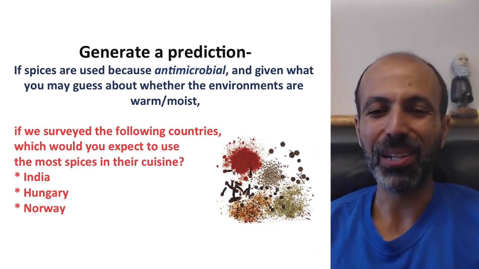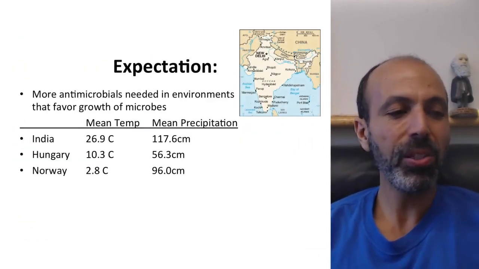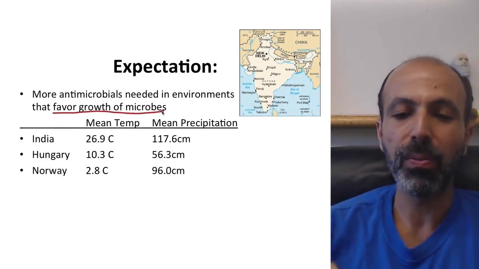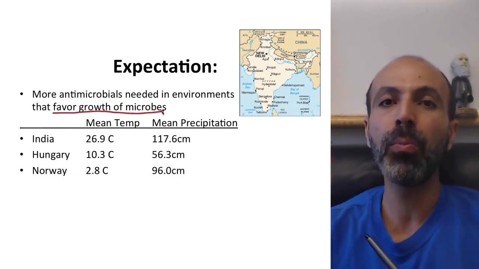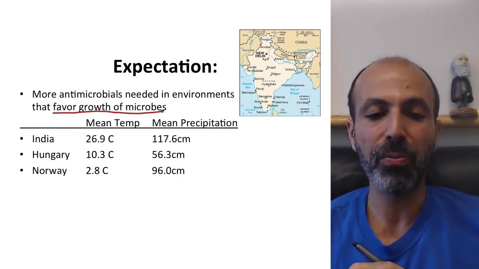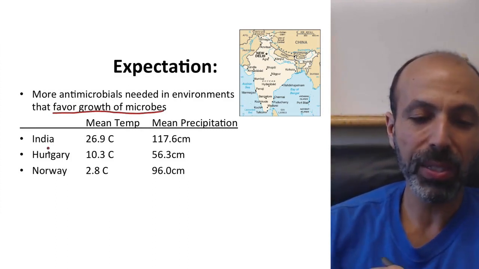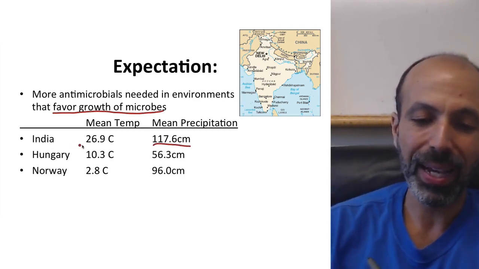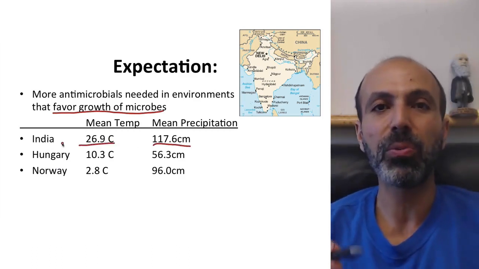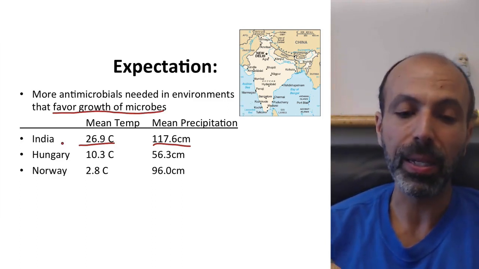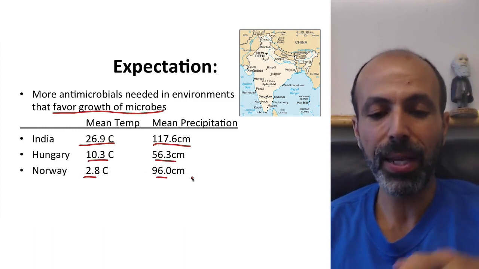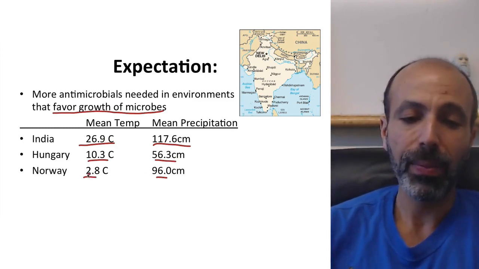Well, that was a pretty easy question, I think. The expectation is that more antimicrobials are needed in environments that will favor the growth of microbes. So places where it's warm and moist will favor the growth of microbes. So if we look at these three countries, India, Hungary, and Norway, it's a no-brainer. The wettest place and the hottest place is India. So this is a place where more antimicrobials would be needed. Hungary is kind of intermediate, and Norway really is not particularly wet, and, well, it's somewhat wet, but very much not hot overall.